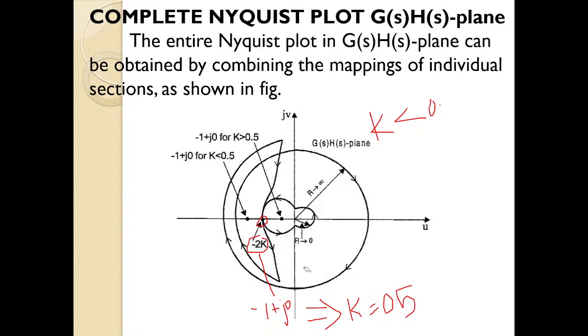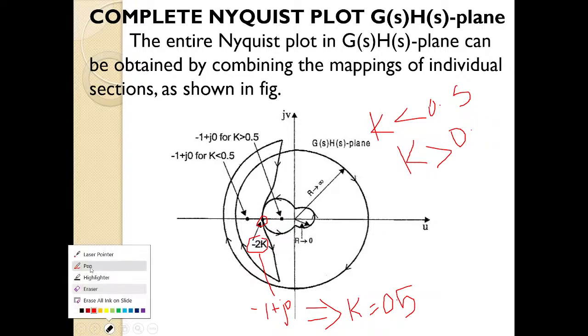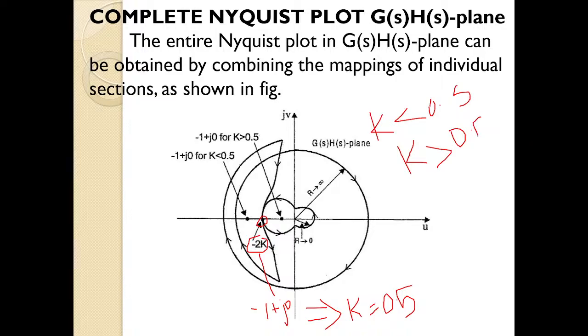It can be less than 0.5 or it can be greater than 0.5. Okay, it can be less than or greater than 0.5. Why can it be less than or greater than 0.5? Because here you have assumed that minus 2k is equal to minus 1. That's why you have got k equal to 0.5.